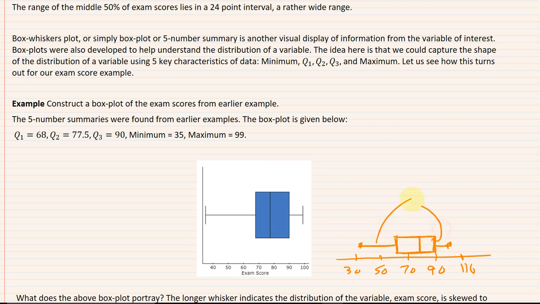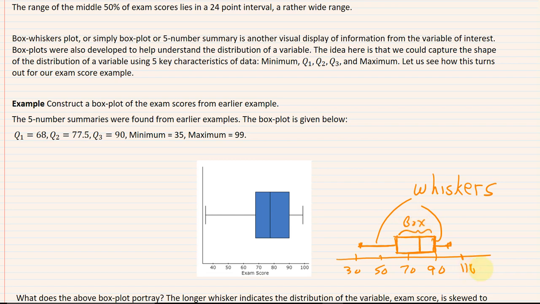The reference to whiskers are right in here. Okay. And these are what we call whiskers. Like whiskers on a cat. Okay. And of course, this is the box itself. So together they make up the box whiskers plot. Okay. And this is how you do this by hand.